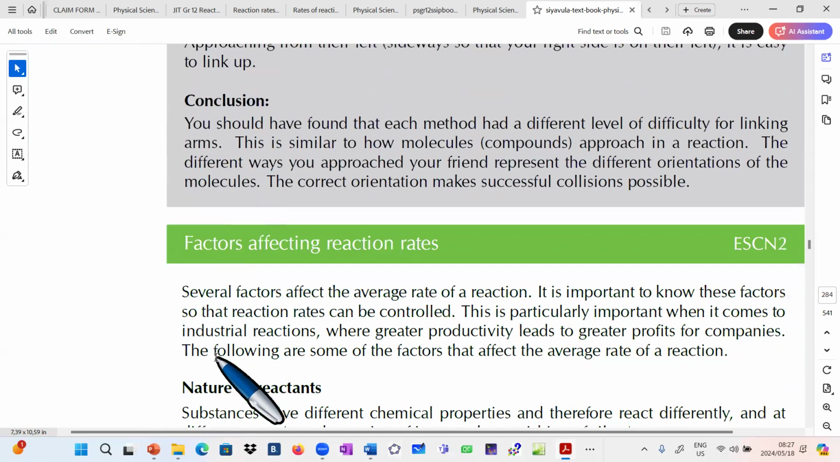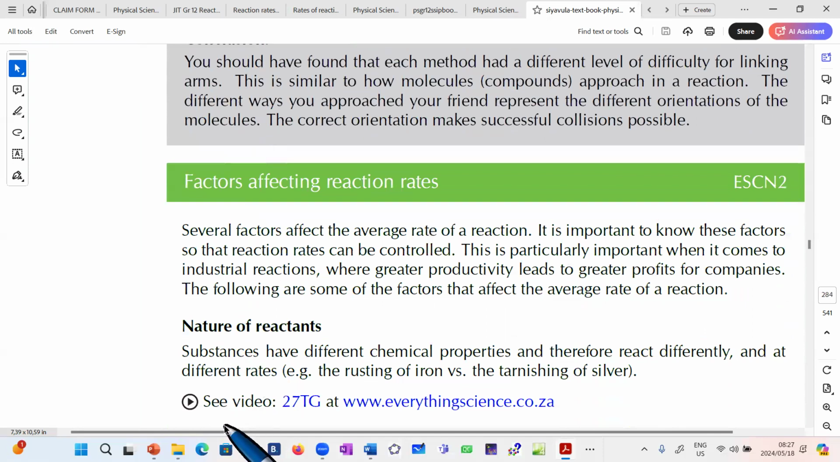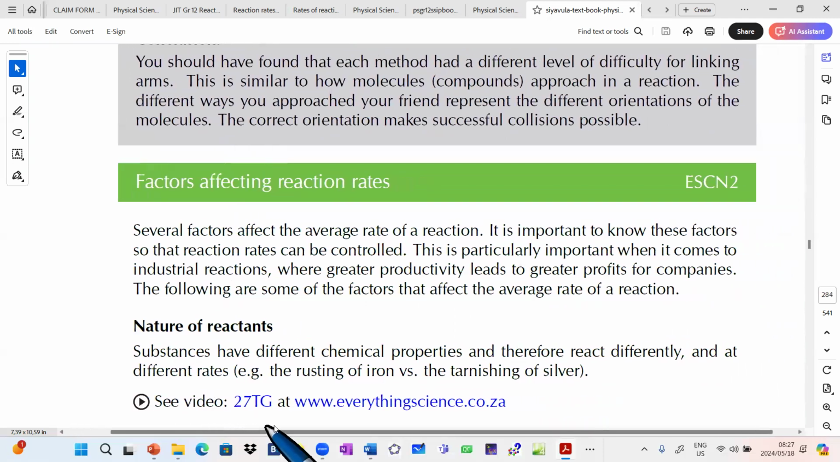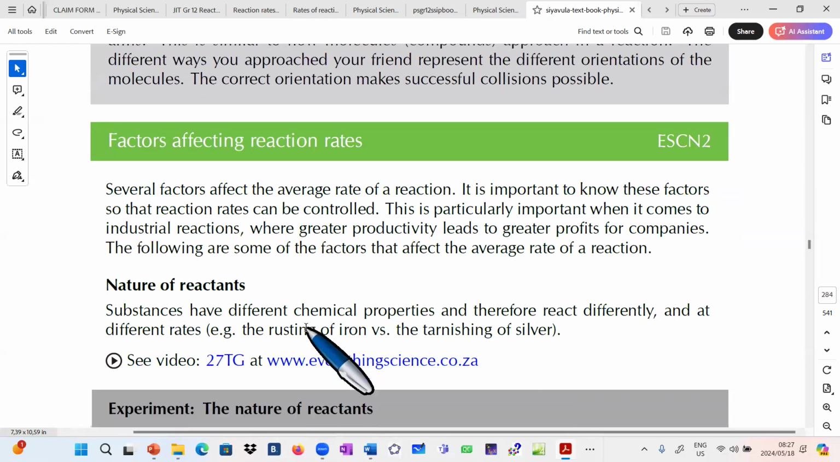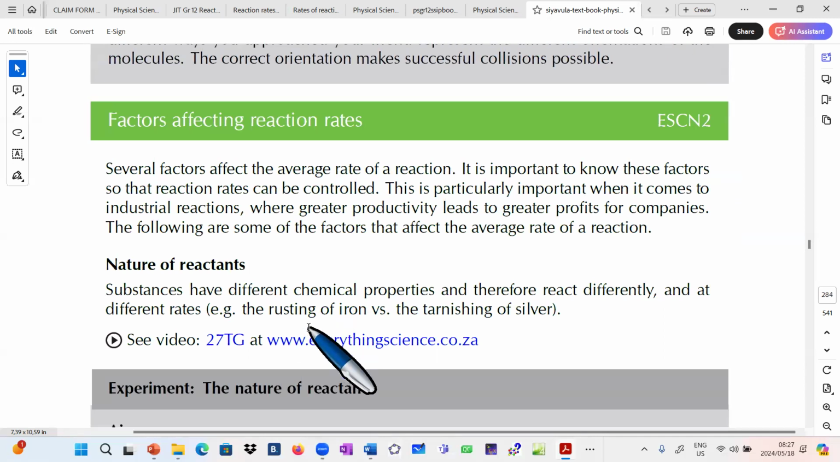Right, let us look at the factors affecting reaction rates. There are certain factors that affect reaction rates, and several factors affect the average rate of a reaction.